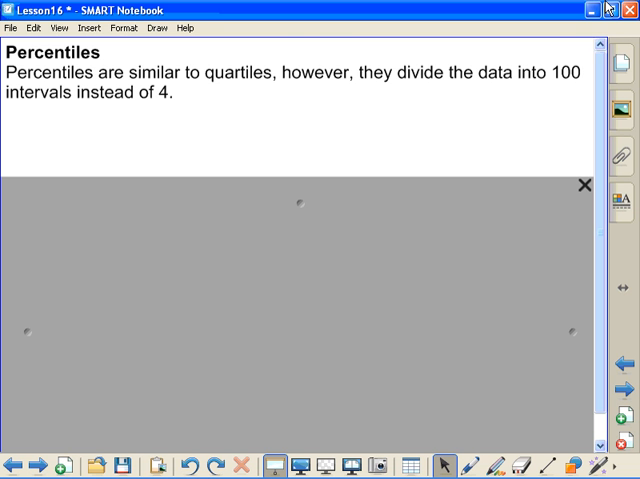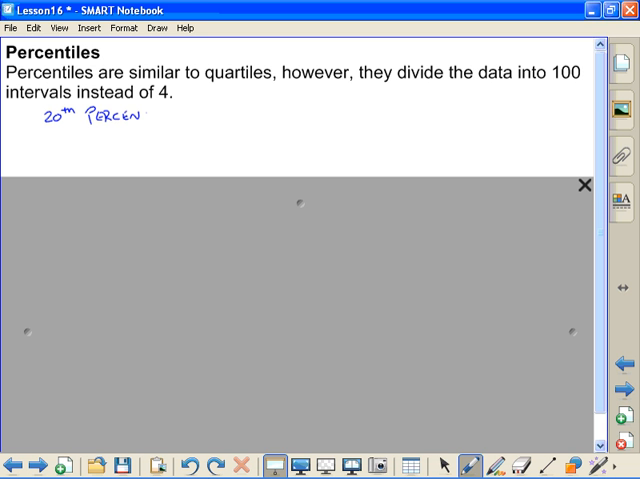A percentile is similar to quartiles, except now instead of having data divided into 4, we're going to divide all the data into 100 intervals instead of the 4. So for example, you may hear someone say that someone's in the 20th percentile.